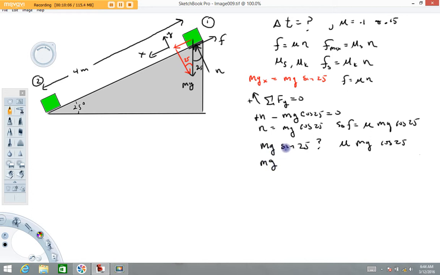And I'm just going to compare sine 25 to cosine 25 times the coefficient of friction. So the sine of 25 degrees is 0.42. Right? And then the cosine of 25 degrees is 0.9, but that needs to be multiplied by the coefficient of friction. Now, what I'm interested in here is the maximum possible frictional force. So I'm going to compare that to 0.15 cosine 25 mg.